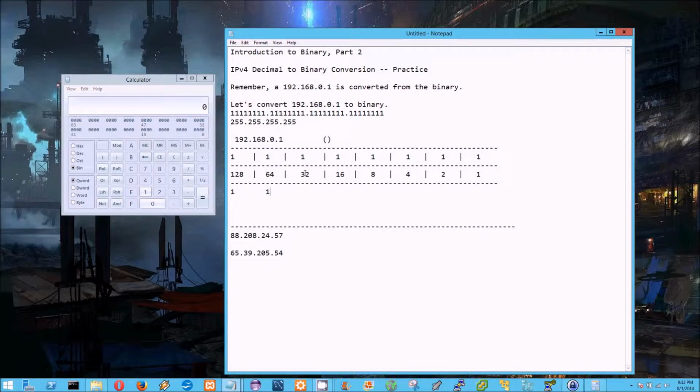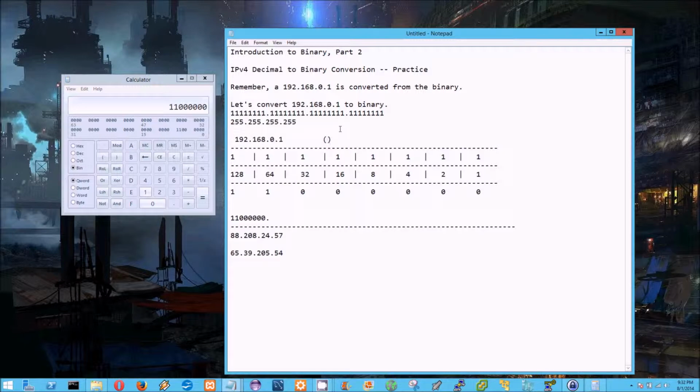Because there is nothing left, we're going to fill the rest of these places with zeros. So your first octet is going to be 1, 1, and then 6 zeros: 1, 2, 3, 4, 5, 6. This is 192 in binary. Now let's check 192, and you see 1, 1, and 6 zeros after that. All right, easy enough.